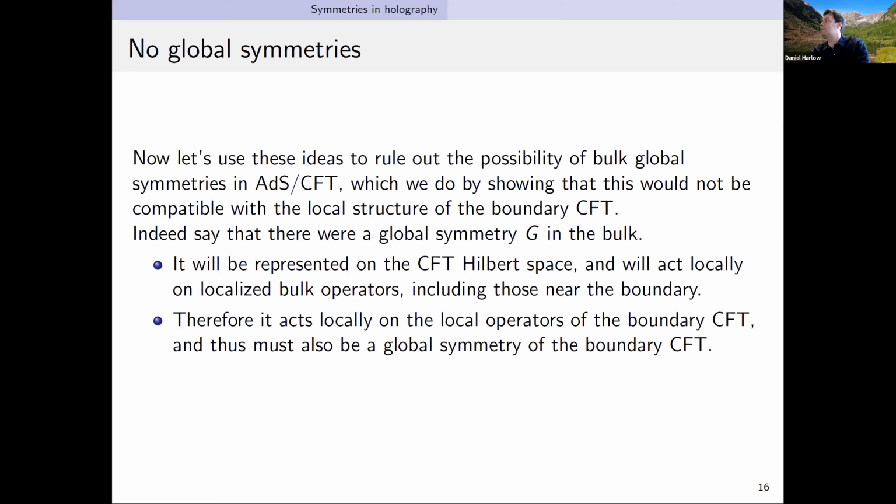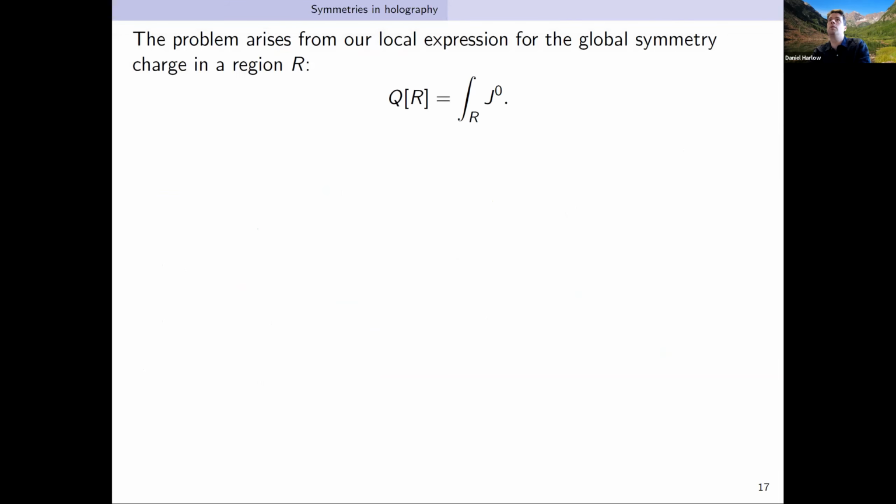Okay, so maybe that sounds obvious. I say there's a global symmetry in the bulk, it must be a global symmetry in the boundary. But since we now have a definition of the word global symmetry, we have to check. So, okay, we check and it's true. So there's a global symmetry in the boundary CFT. Now, the claim, though, is that this is inconsistent. So it can't be a global symmetry in the boundary CFT. So let's try to understand why.